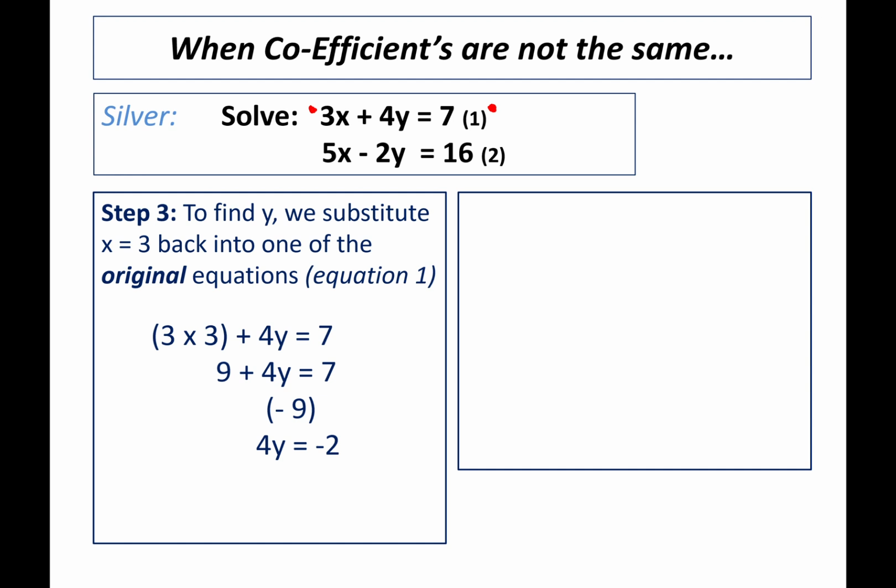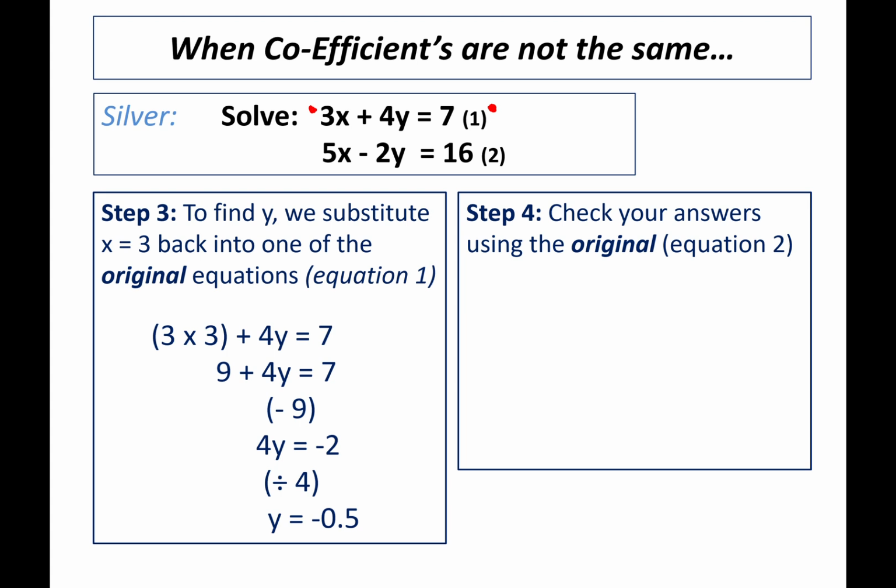We now want to find y on its own. So we divide both sides by the number in front of y. We divide by 4. Minus 2 divided by 4 leaves me with minus a half, or minus 0.5. Y is equal to minus 0.5.